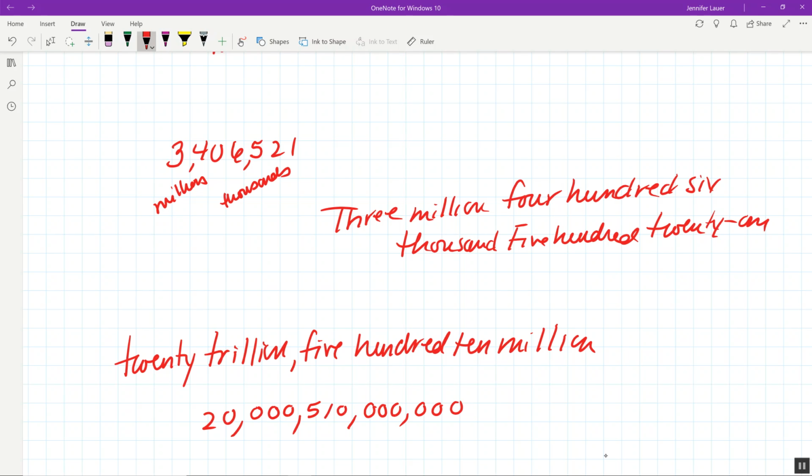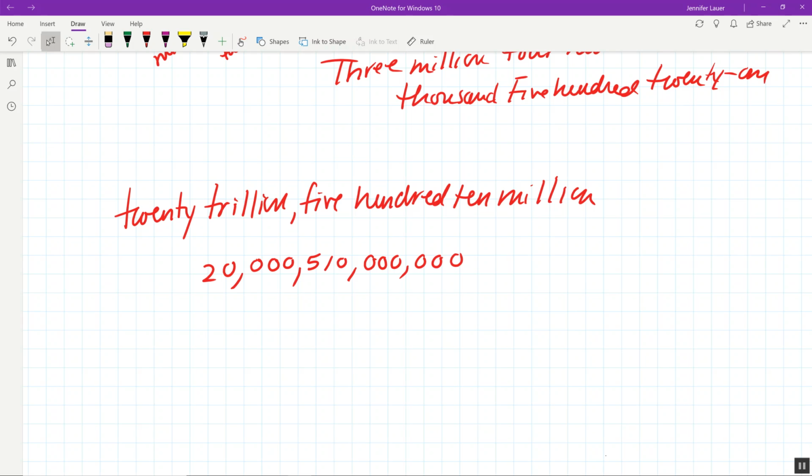And then it might say use only digits to write 25 million. 25 million is pretty easy. And things like that. So that's about it for place value, and gives you a little bit of expanded notation there as well.